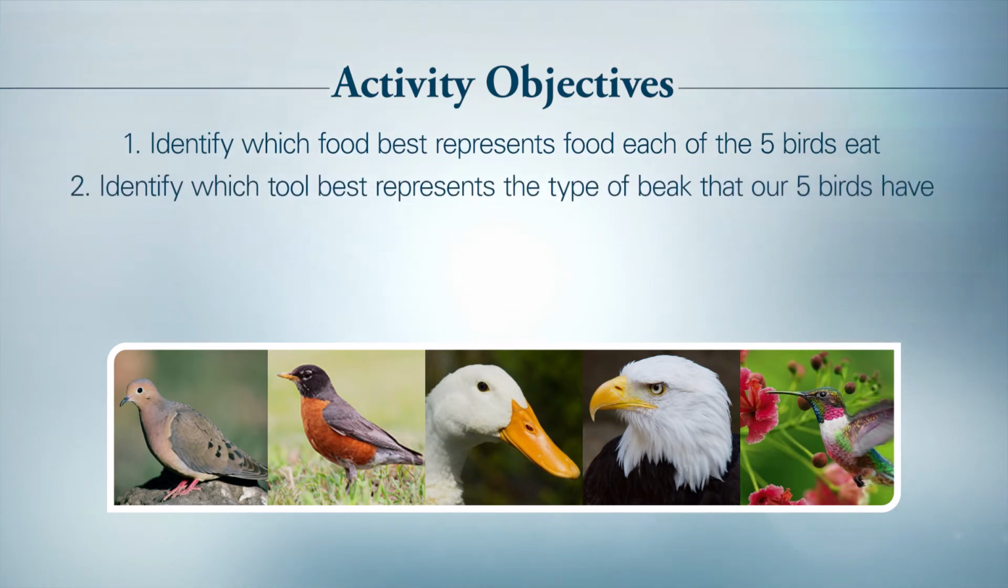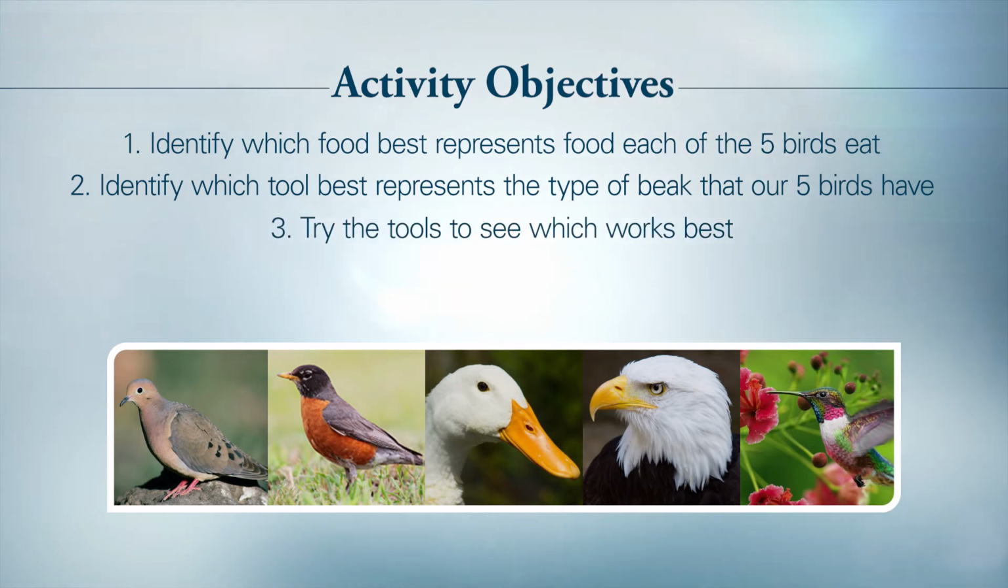Let's get started. Our task today is to identify which food best represents the food that our 5 birds eat and which tool best represents the type of beak that our 5 birds have. Once we identify the food, we will then try out the tools to see which one works best in picking up the food. Make your predictions and feel free to write those down in your journal.